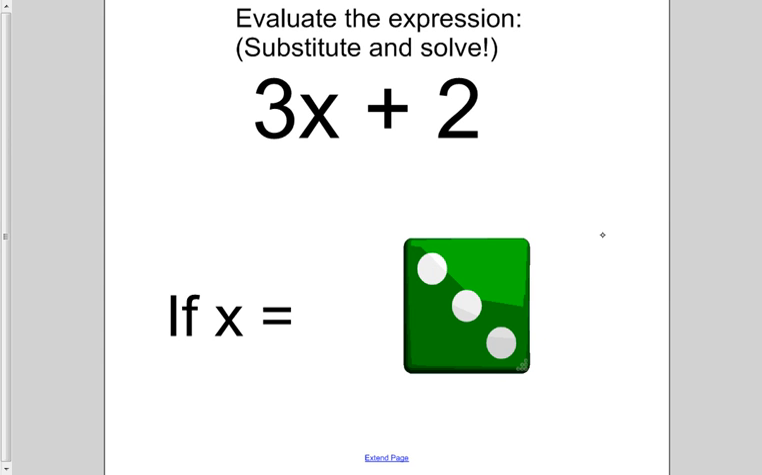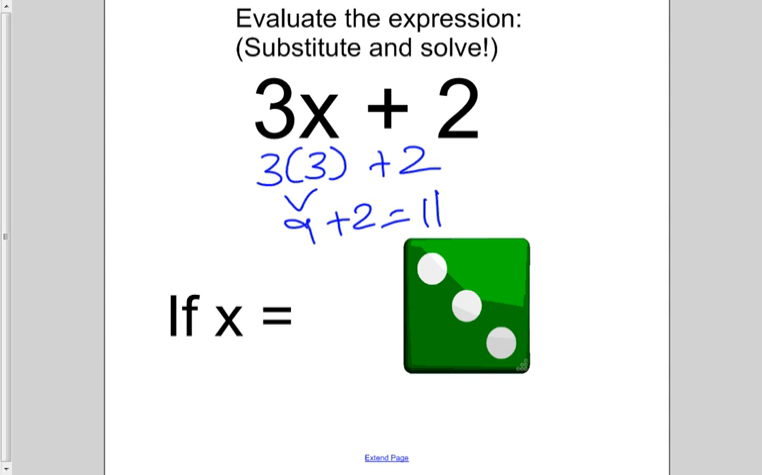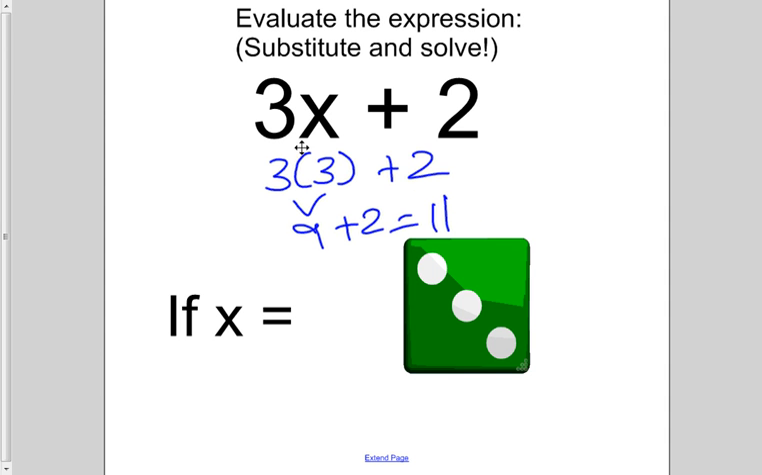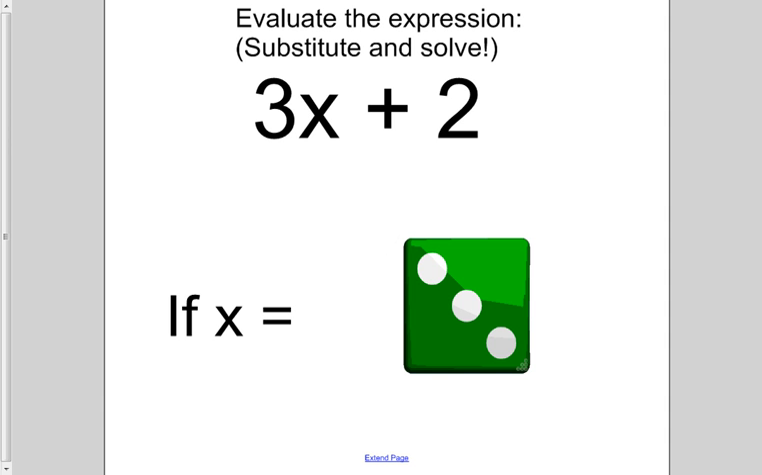Go ahead and solve if x now is equal to 3. All right, so I'm going to go ahead and do that. 3 times 3 instead of x, because x equals 3, plus 2. 3 times 3 is 9, plus 2 is equal to 11. Oops. We'll erase that. And one more time.